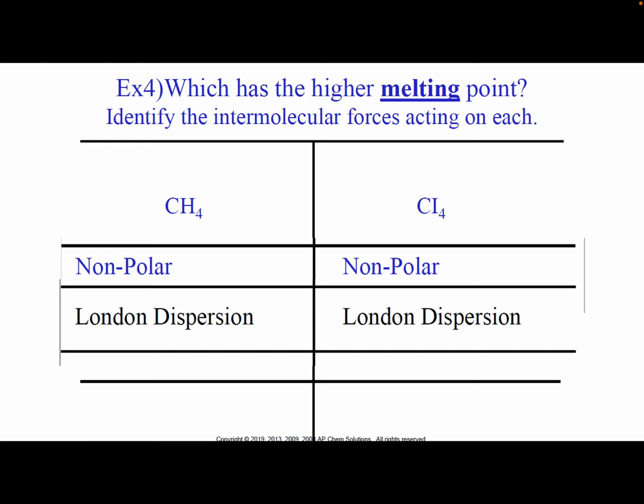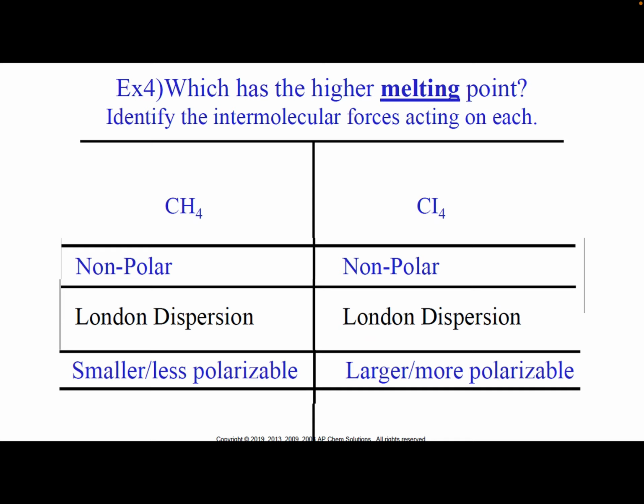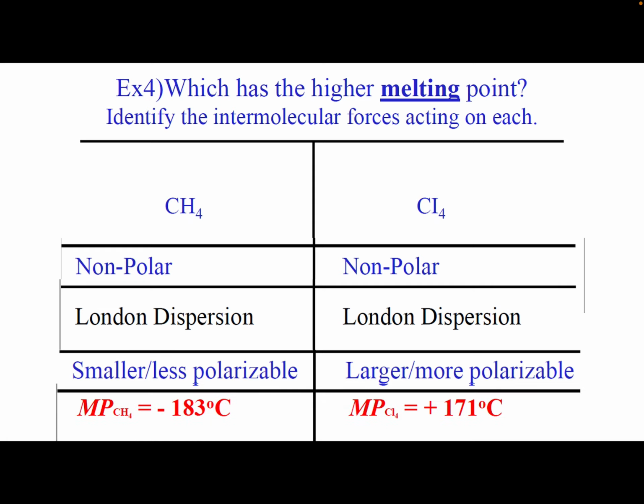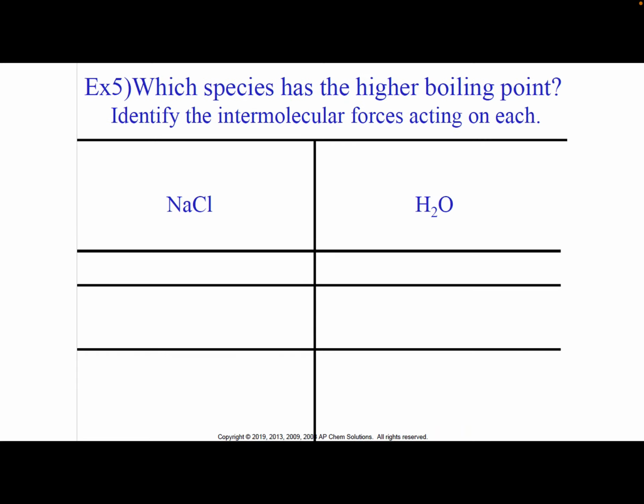So now let's take a look at size. Which one's bigger? Well, iodine is bigger than hydrogen, and so CH4 is smaller and less polarizable. CI4 is larger and more polarizable, and so CI4 should have the higher melting point. And you'll notice that is indeed the case.